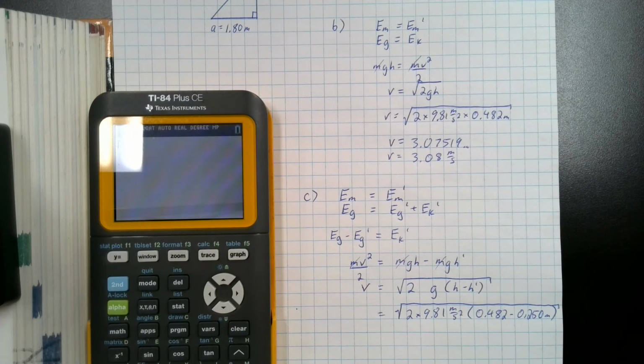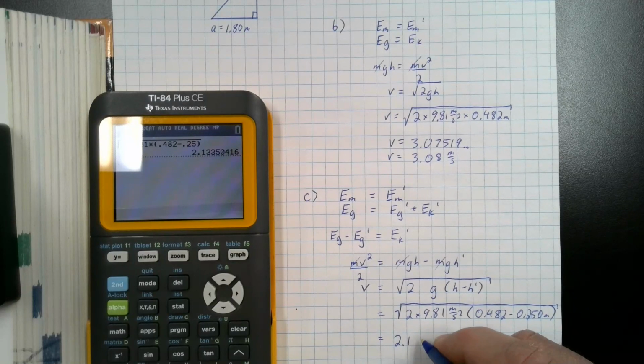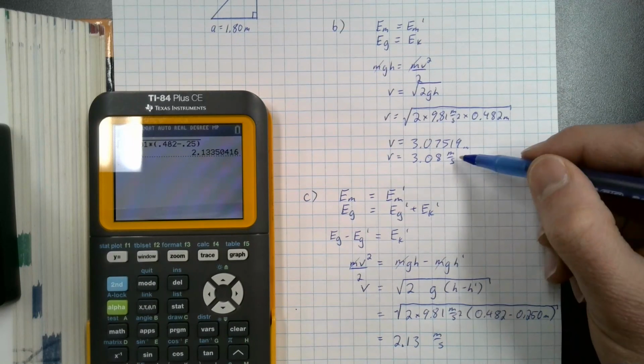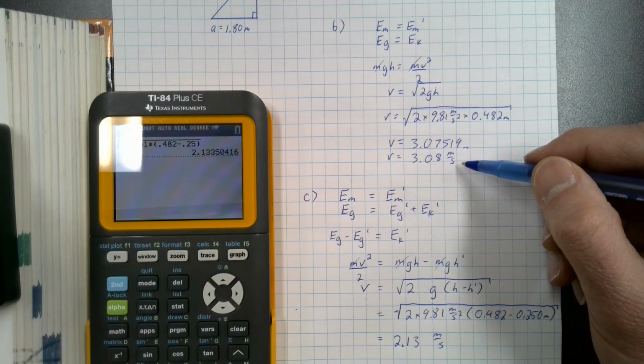Second square root, 2 times 9.81 times bracket 0.482 minus 0.25, close brackets, enter, and that gives me a value of 2.13 repeating, so that's going to be 2.13 meters per second. And that's going to make sense. It's less than the maximum speed of 3.08, and it's above my minimum speed of 0.